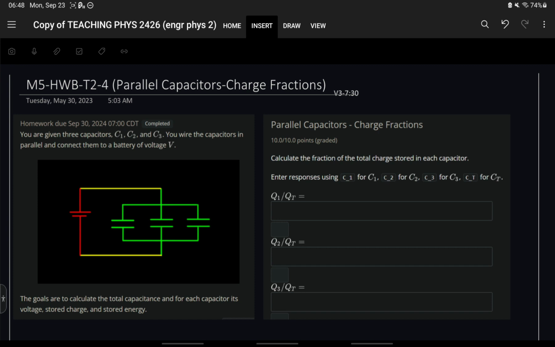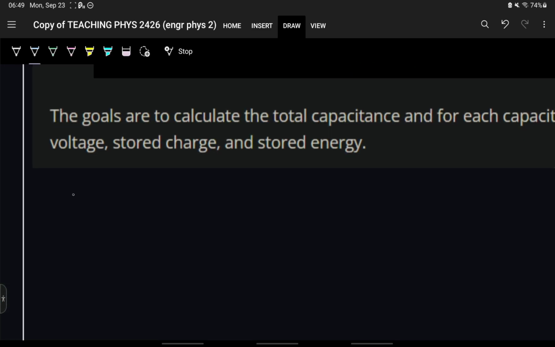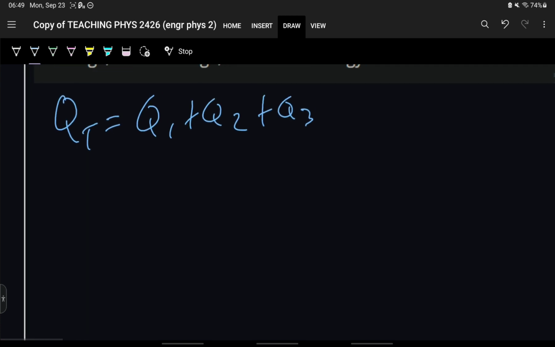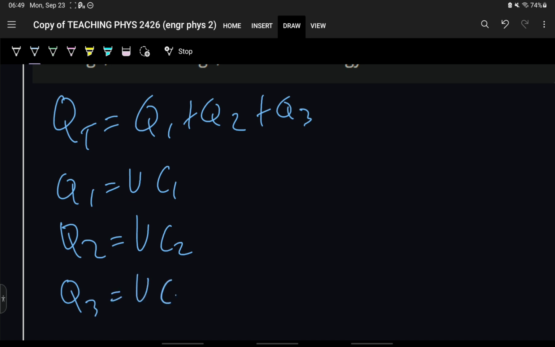Parallel capacitors, charge fractions. So we have already established that the total charge Q sub T in the parallel capacitor circuit is given by Q sub T is equal to Q1 plus Q2 plus Q3. And in the previous part, we have Q1 is equal to V times C1, and then Q2 is equal to V times C2, and then Q3 is equal to V times C3.